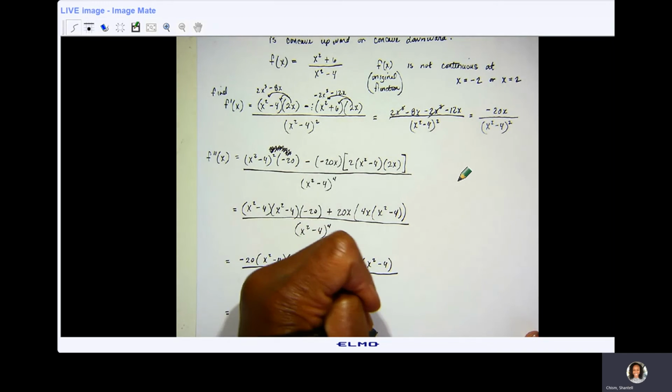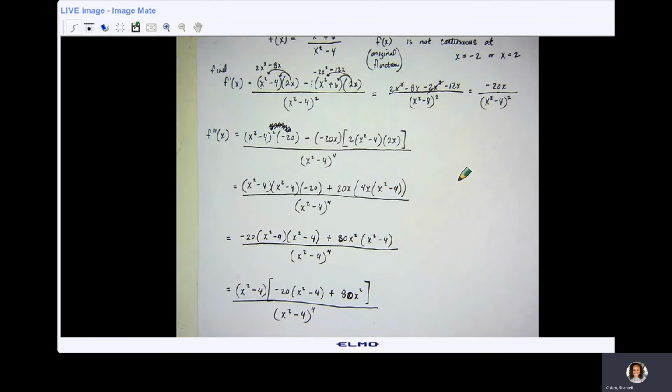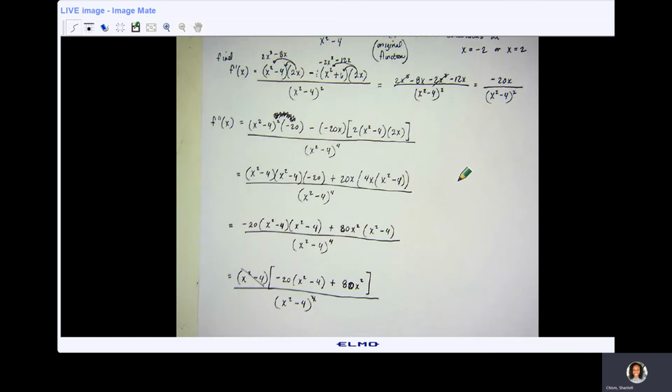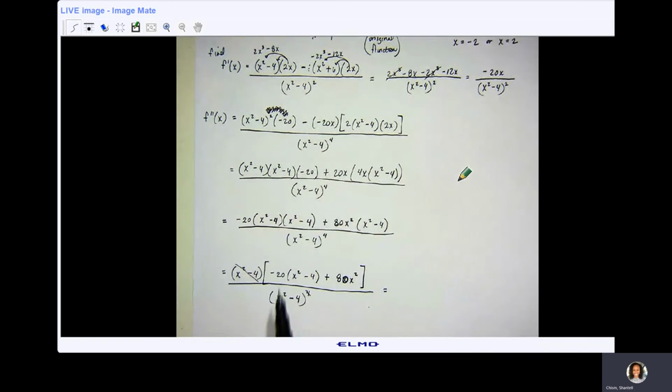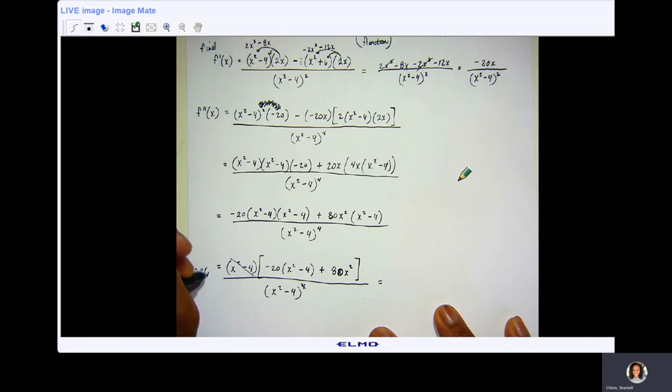So I factored out the x squared minus 4, x squared minus 4 to the 4th power on the bottom. So this x squared minus 4 will cancel with one of those that's in the bottom. So on the top now, and this is, remember, f double prime.